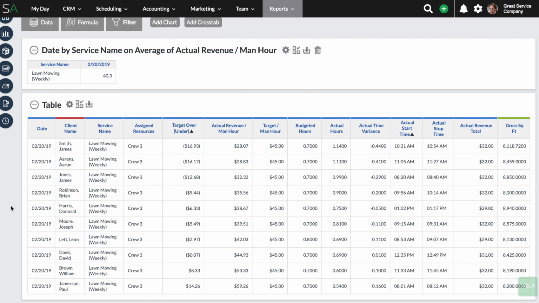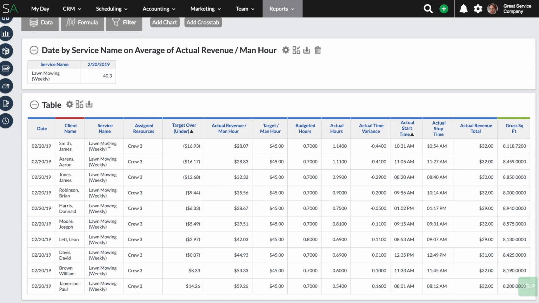Now, if I look at the data and I have it sorted by target over under, basically inside Service Autopilot, we can set a target, meaning a goal. I want to make $45 an hour mowing. I want to make $72 an hour on fertilization weed control. I want to make $64 an hour in aeration. I want to make $81 an hour on pest control. Whatever services you offer, you can tell the system, this is my goal. And the system will show you daily how you're doing against your goal, by crew, by job, by service type. And a service type would be like lawn mowing or aeration.